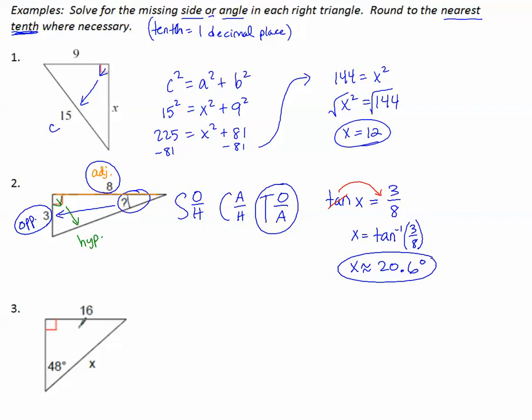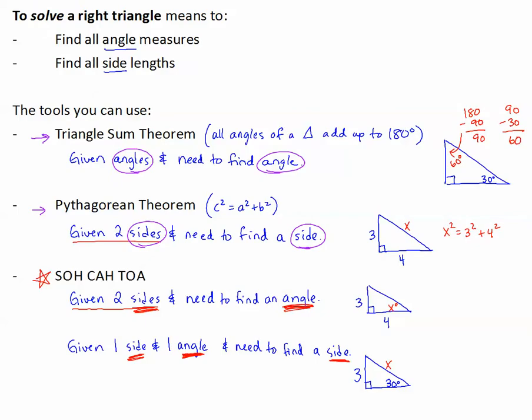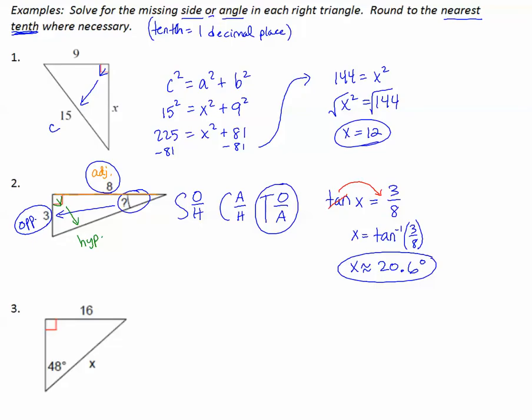I'm given a side and I'm given an angle, and I need a side. So if I'm given a side and an angle and I need a side, did you hear how that was a mix of sides and angles? And remember, whenever it's a mix of sides and angles, I need to use SOHCAHTOA. So I'm going to write SOHCAHTOA. Now let's figure out how to use that, or remember how to use it. We already know. We just need a refresher sometimes.